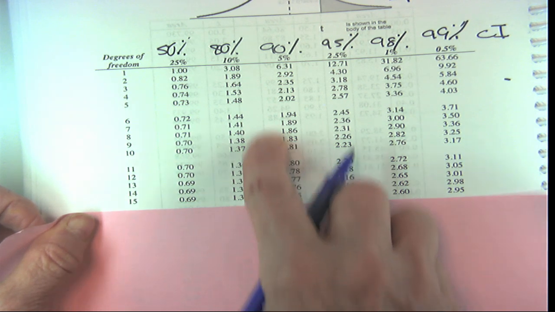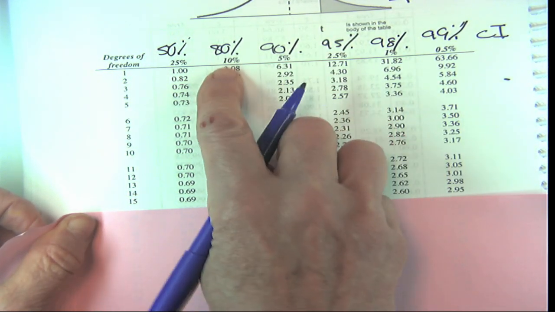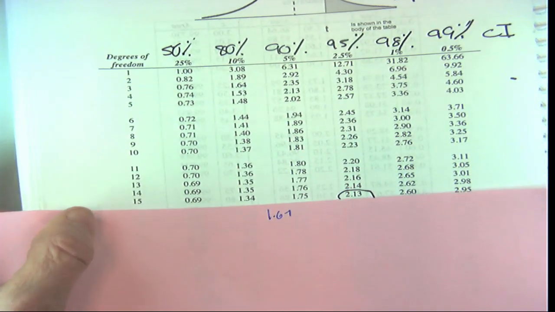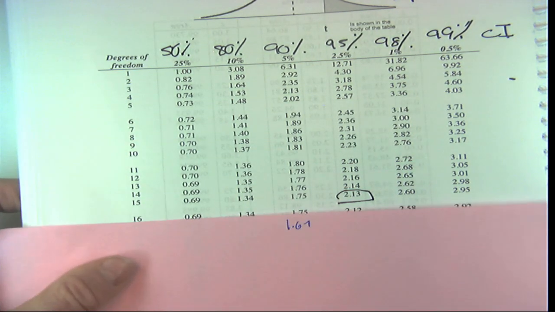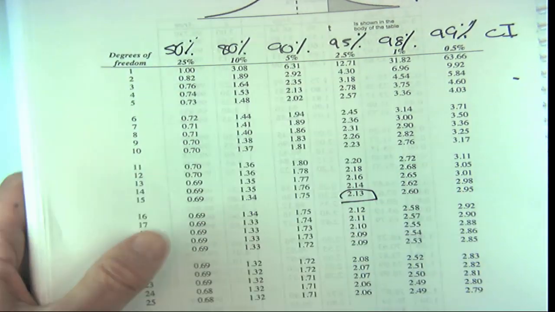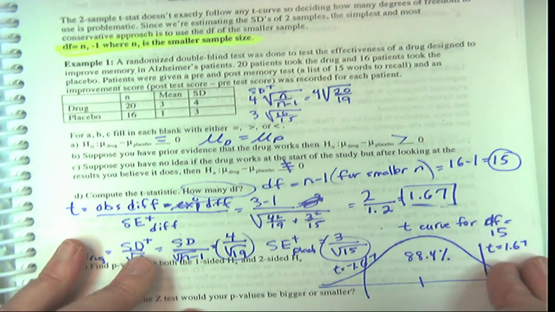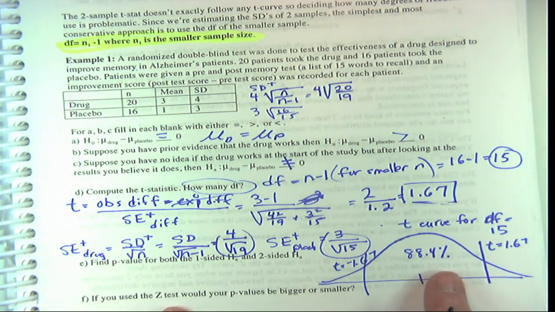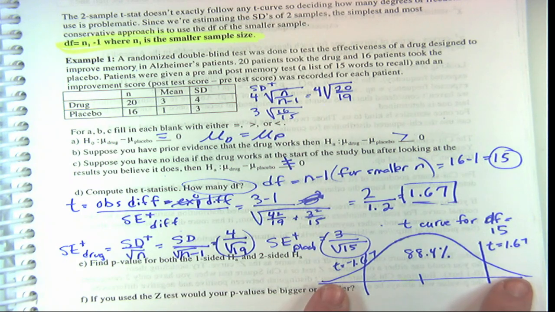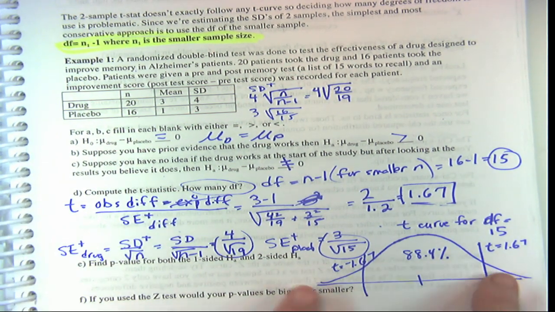So for the one-tailed, the one tail would be between 5% and 10%. It's closer to this one, so it'd be closer to 5%, but still it would be hard to tell. Okay? So now I got 88.4 in the middle, so that means on the two tails together, I have 11.6, right? So the two sides together, 11.6.